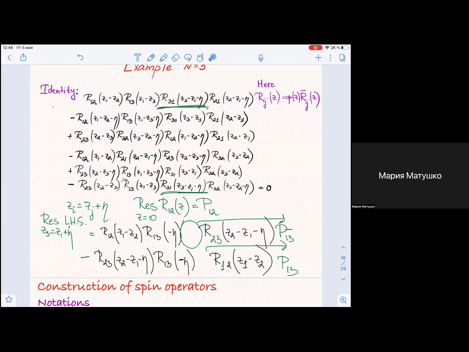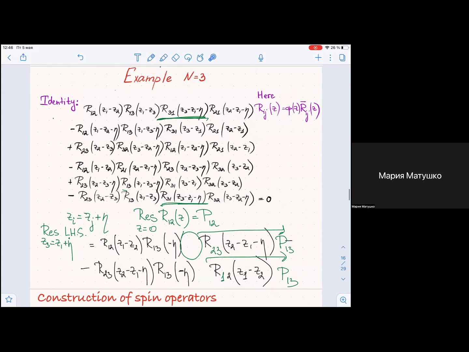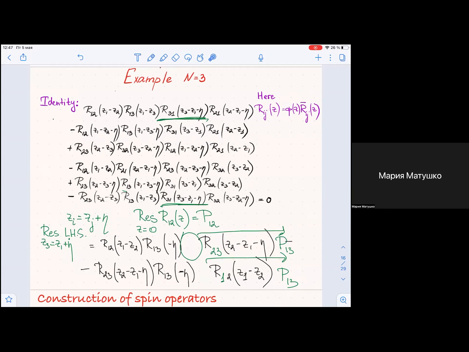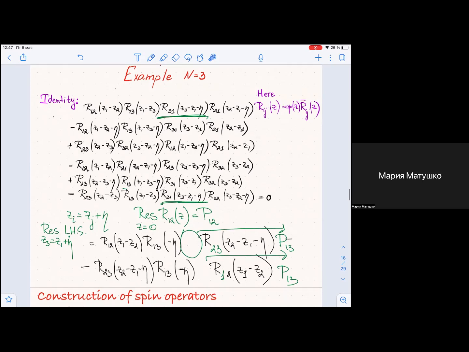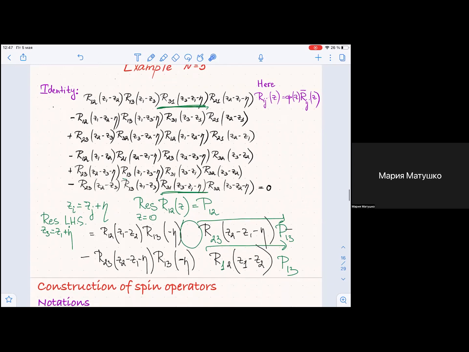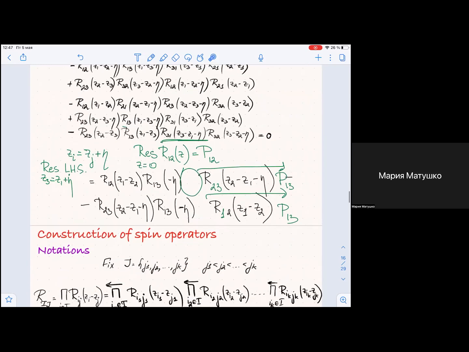It's not so easy for general n, but you can do it by induction using the identities for smaller n, and you will obtain not just the Yang-Baxter equation when you move this permutation, but the identity for a smaller n. And you can do it by induction. And also you need to check periodic properties of this R-matrix. Okay, these are some ideas for the proof. And now I'll give you precise notation and the construction of these spin operators.